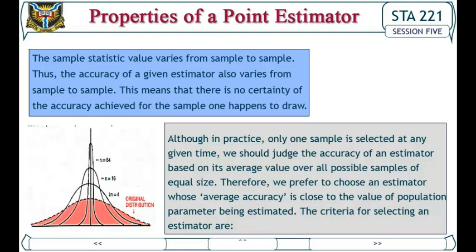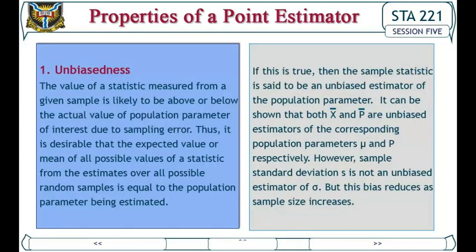The criteria for selecting an estimator are: 1. Unbiasedness. The value of a statistic measured from a given sample is likely to be above or below the actual value of the population parameter of interest due to sampling error. Thus, it is desirable that the expected value or mean of all possible values of a statistic from the estimate over all possible random samples is equal to the population parameter being estimated. If this is true, then the sample statistic is said to be an unbiased estimator of the population parameter.